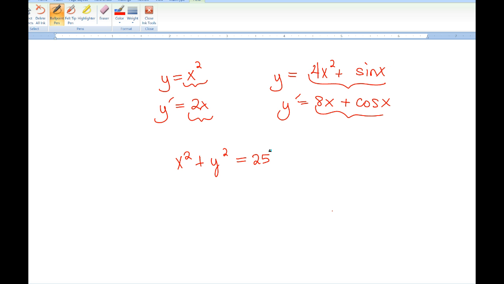One of them is always y equals. This one has x and y. Would you set it to y? Okay, so the problem is if we can solve for y and then take the derivative, that would be fine. But there's a little problem with solving for y here, because when you take the square root, you would get plus or minus. It's a lot easier to do implicit differentiation.